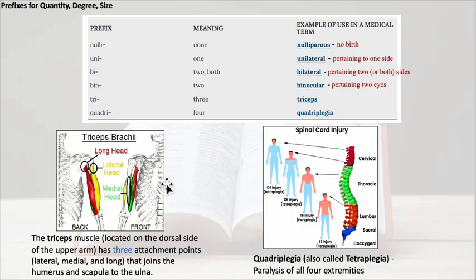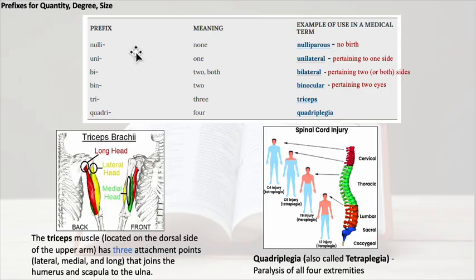So some examples here. The triceps muscle is located on the dorsal side of the upper arm, so on the back of the upper arm. It has 3 attachment points. There's a lateral attachment point, so to the side, a medial attachment point more to the middle, and there's also a long attachment point that joins the humerus, which is the upper arm bone, and the scapula, which is the shoulder bone, the back of the shoulder blade, to the ulna. The ulna is one of the bones in the forearm. So triceps muscle is named accordingly because it has these 3 attachment points.